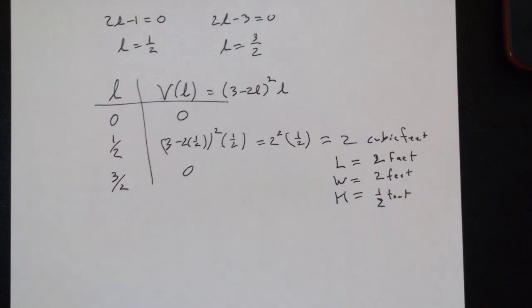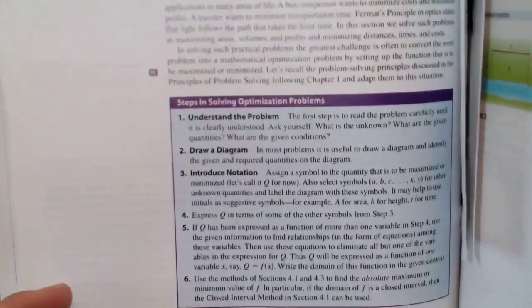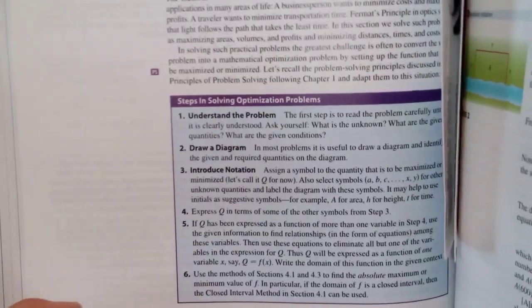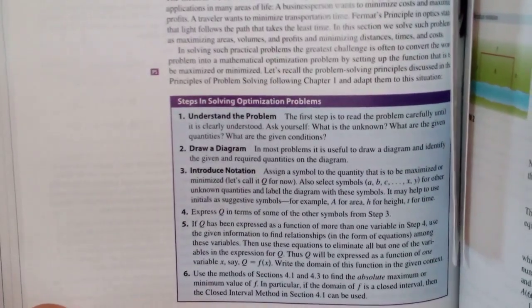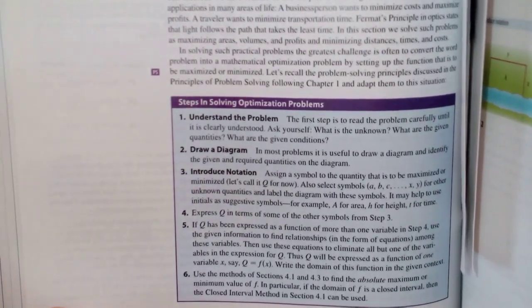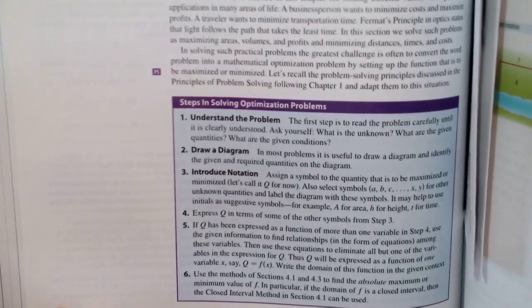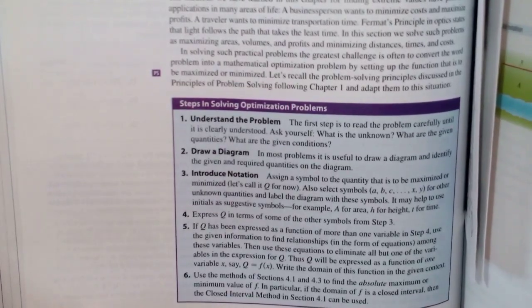Page 336. Steps in solving optimization problems. The first one, understand the problem, is often the hardest one. Read the problem through carefully. Make sure you know what is being asked. Because the worst thing you can do is finish all this work and not answer the question.